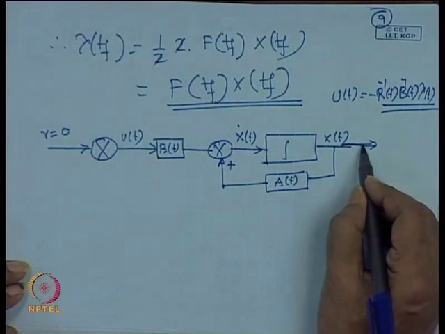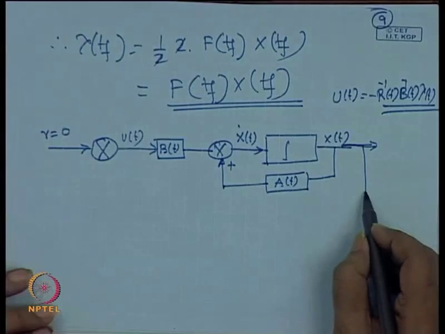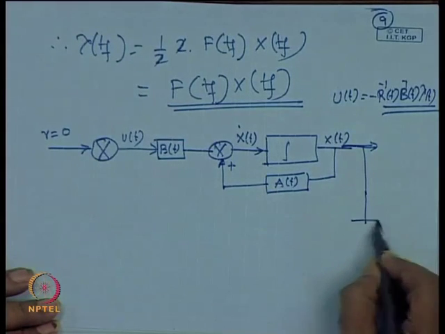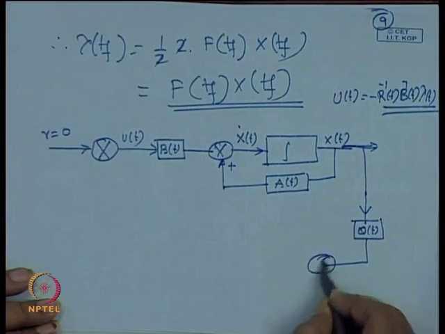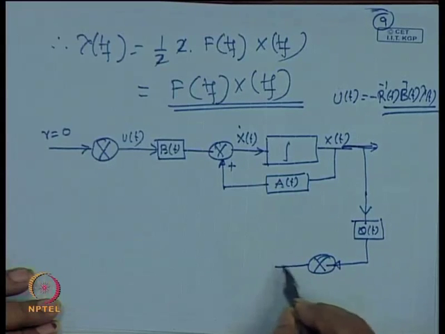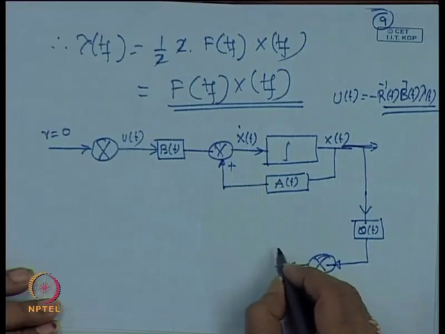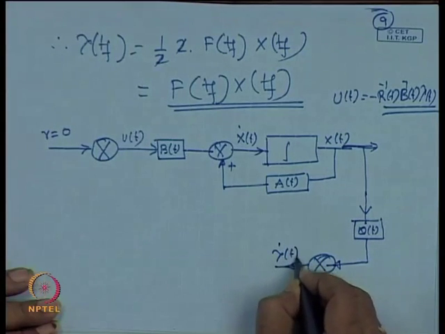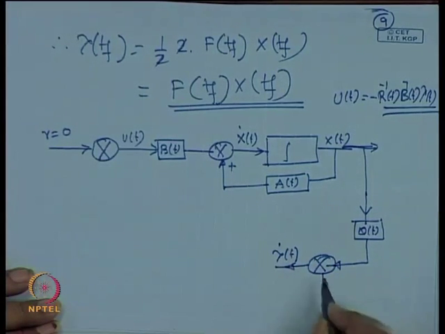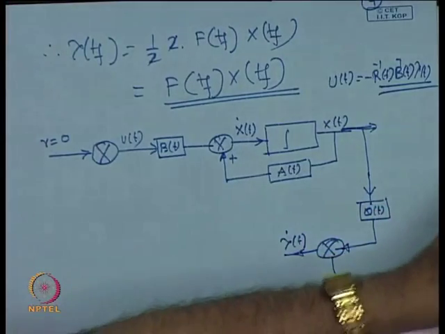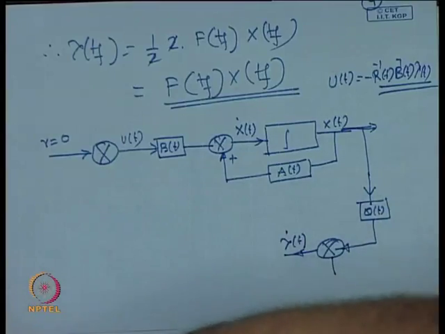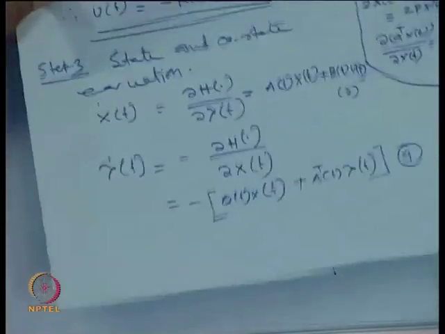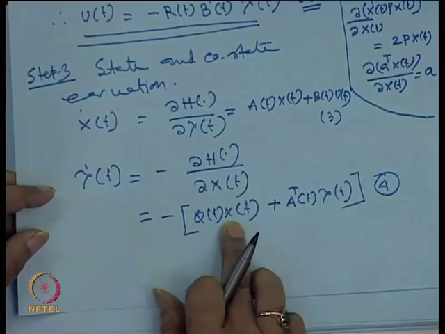Then from there, what is lambda? You see the lambda expression, this is Q of t, then this is coming to here, this is lambda dot of t. And you see the lambda dot of t, what we got here, minus Q x. If you see this one, lambda dot of t is minus Q x of t.